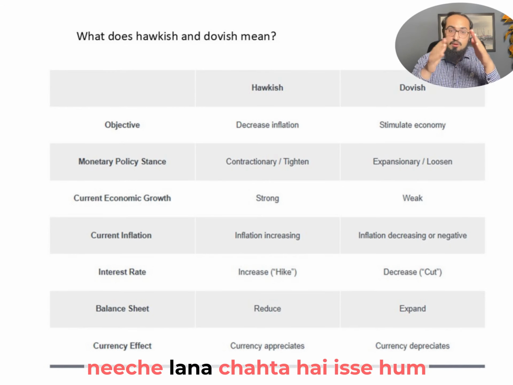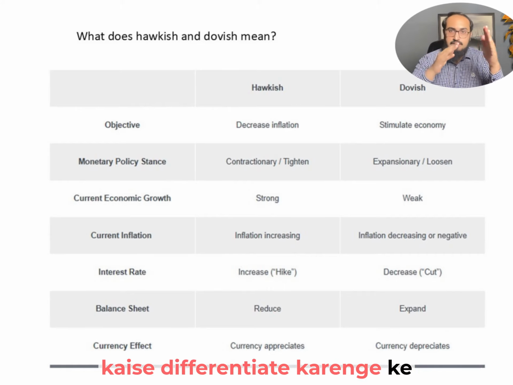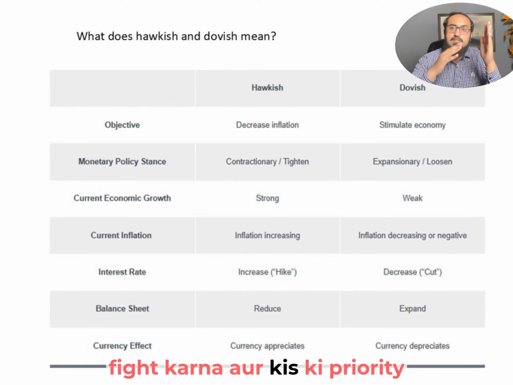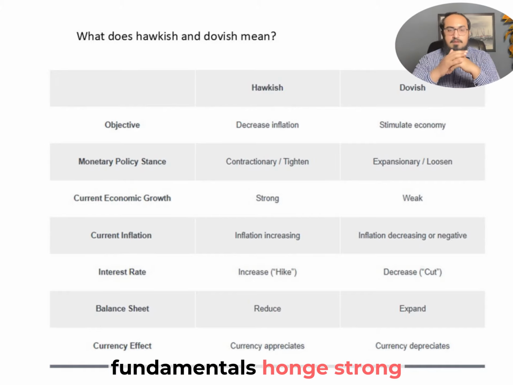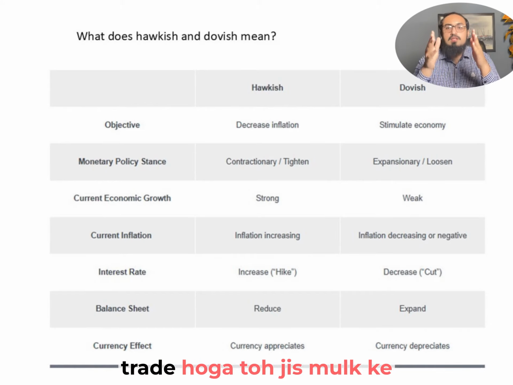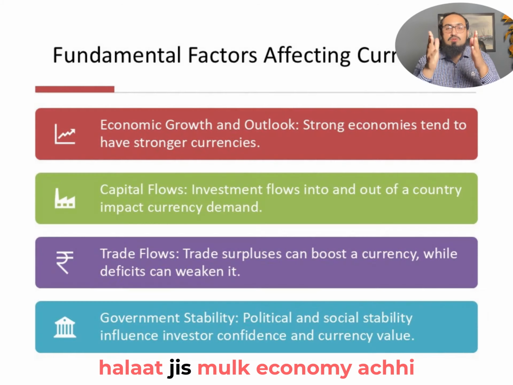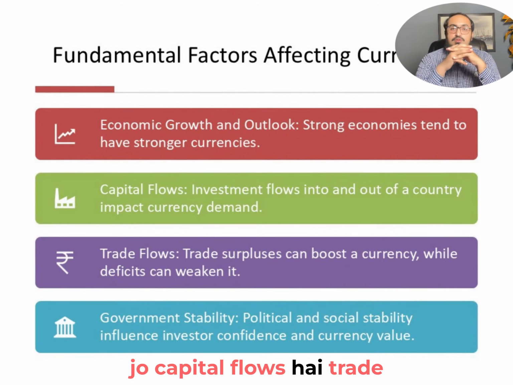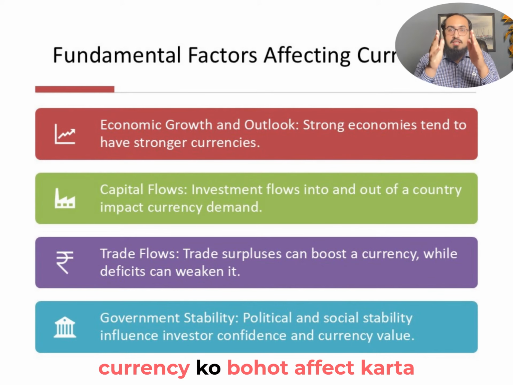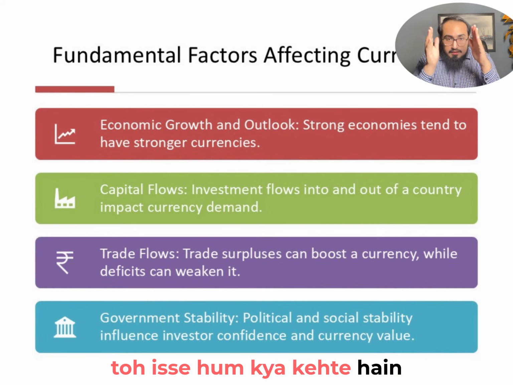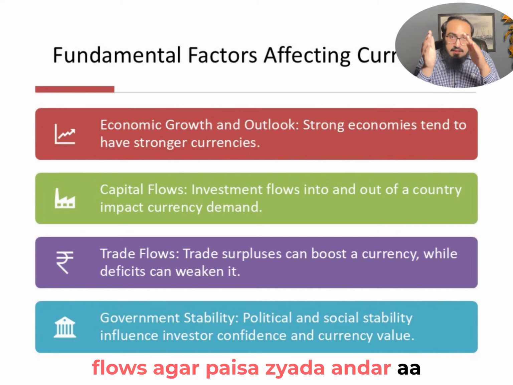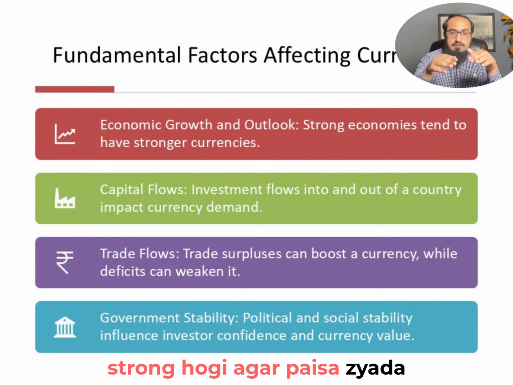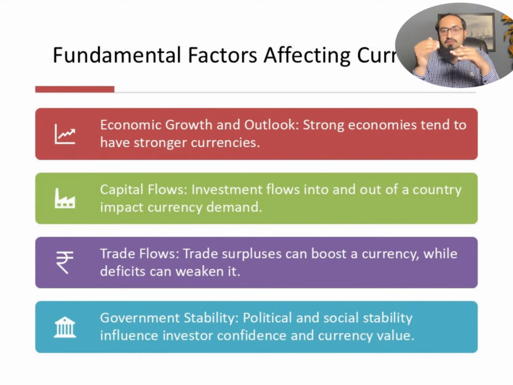On what basis? Who wants to bring down inflation? How will we differentiate whose priority is to fight inflation and whose priority is economic growth? Strong fundamentals, strong economic growth, strong trade. So the country with good conditions, the country with a good economy, its currency will also be strong. Then there is another thing, which is capital flows, trade deficit. The one thing that affects the currency a lot: if more money is coming into a country and less money is going out, what do we call it? Capital flow. So if more money is coming into the country, the currency will be strong. If more money is going out and less is coming in, then the country's currency will be weak.